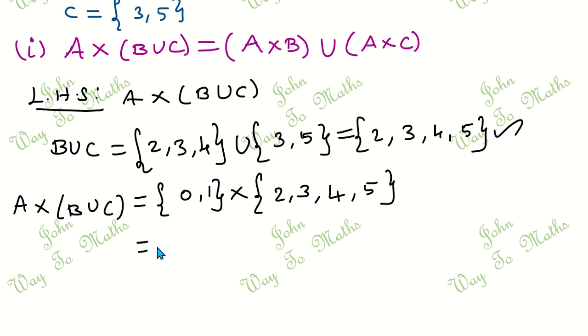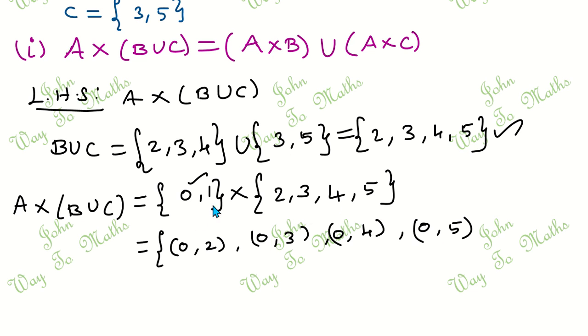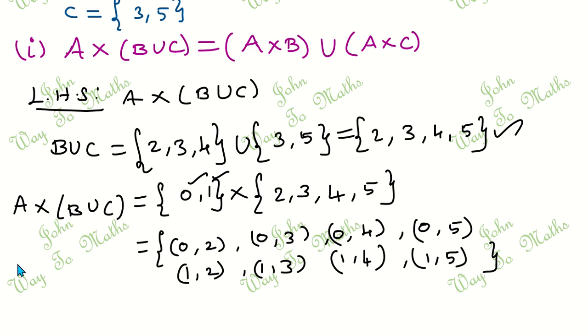Here I am going to apply the Cartesian product rule. So I am going to choose 0 comma 2, then 0 comma 3, then 0 comma 4, then 0 comma 5. Next I am going to choose 1, so 1 comma 2, 1 comma 3, next 1 comma 4, then 1 comma 5 is the A cross (B union C). Consider this as equation number 1.